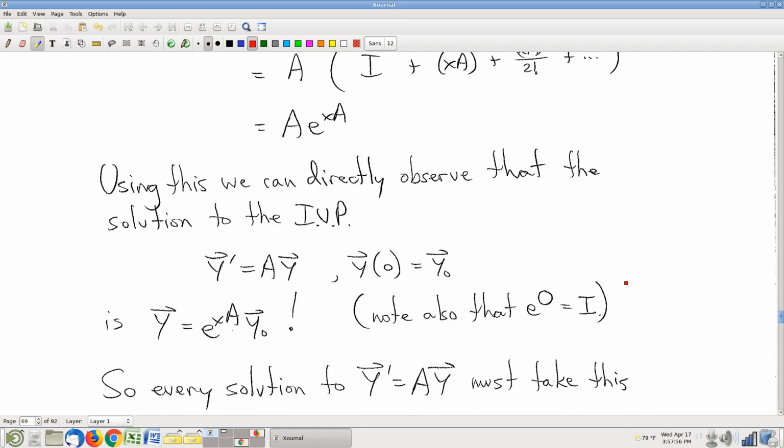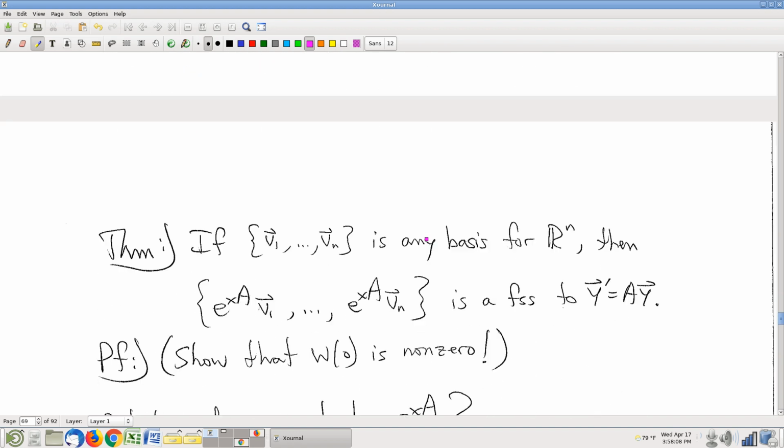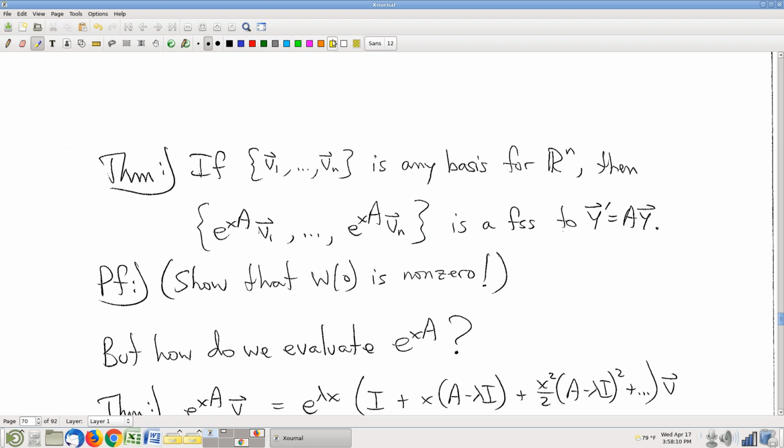We're trying to understand matrix exponentials times vectors because they solve our initial value problems. They are solutions to differential equations. So what is a matrix exponential times a vector? Specifically, we're choosing a special basis of vectors so we can understand just those.